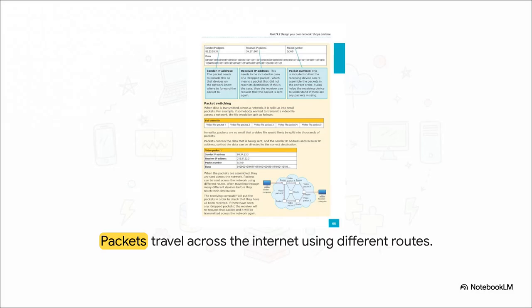Now, what's really wild is how packet switching actually works. Once the data is broken into those little packets, the Internet Protocol adds the IP address of both the sender and the receiver. Then, these packets travel across the internet, and they sometimes take entirely different routes through various routers just to reach the exact same destination.